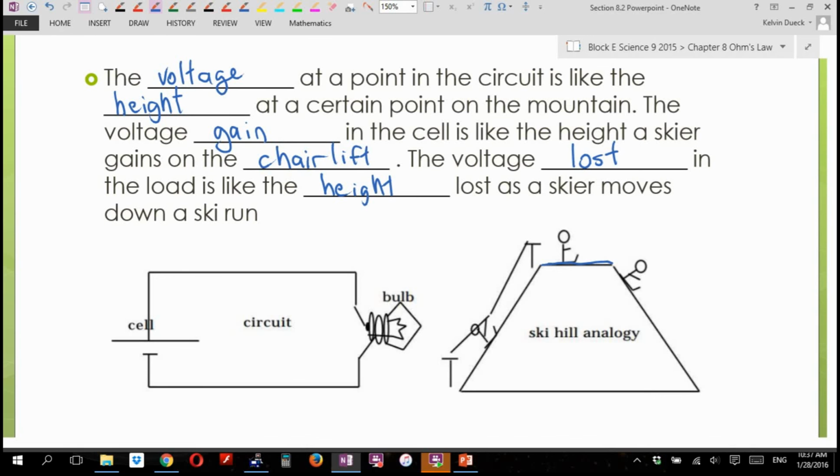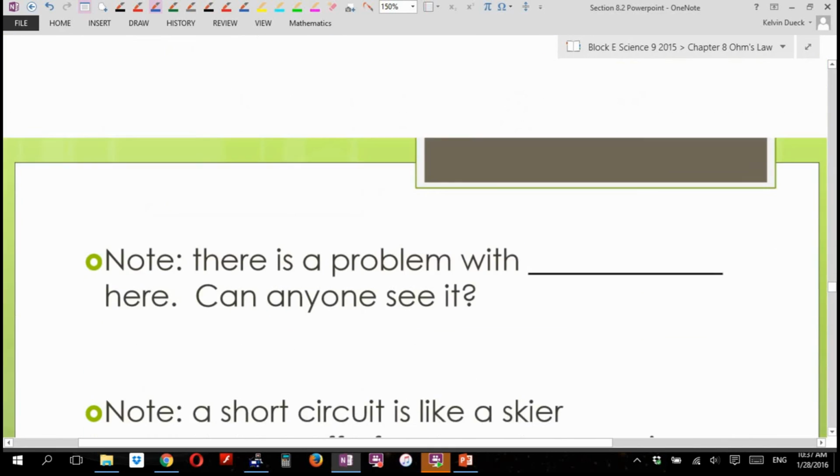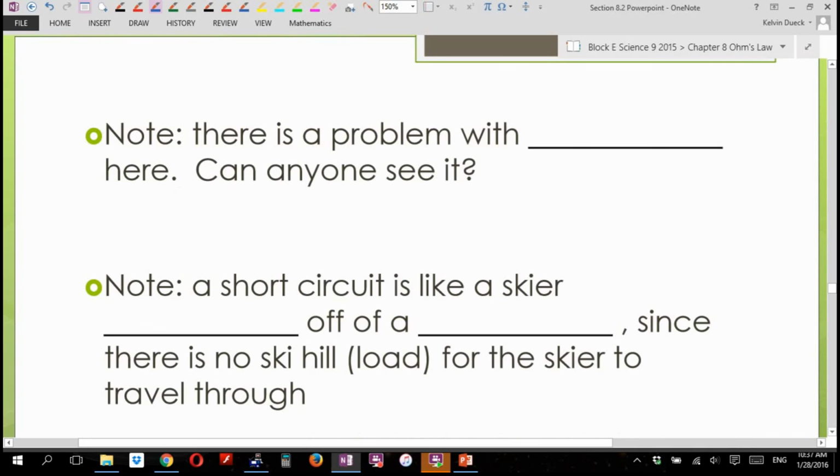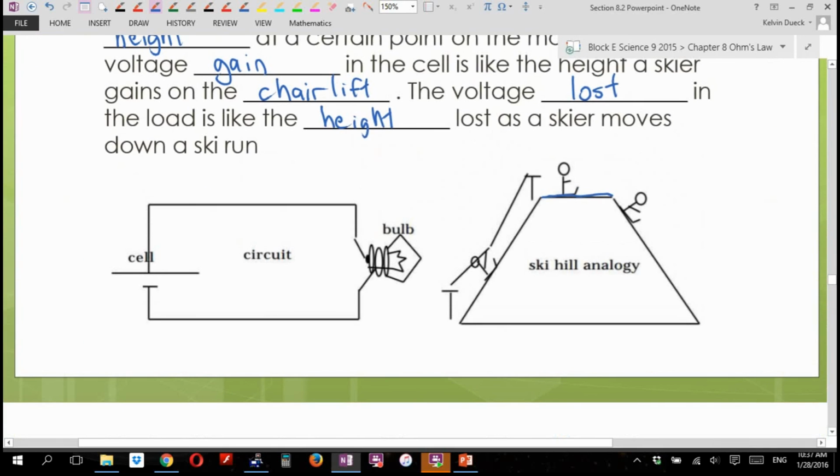Well, believe it or not, we can do pretty good. Except there's a bit of a problem with direction here. Can we see it? Okay. In this picture, here's the battery right there. From right where that eraser is, which way are the electrons flowing? Downwards. I would much rather prefer to think about them going upwards like a chairlift.